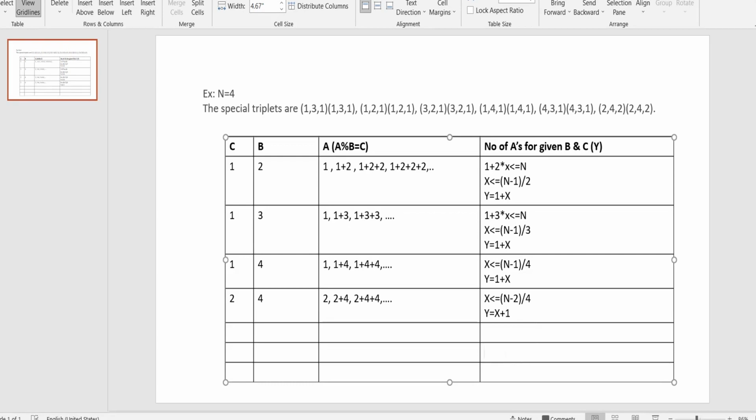We can clearly derive that in the general case, x is less than or equal to n minus c divided by b.